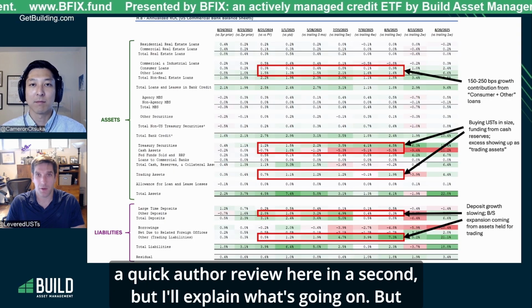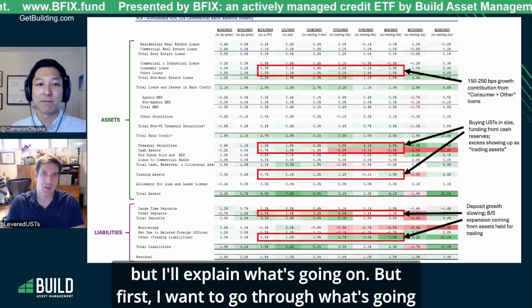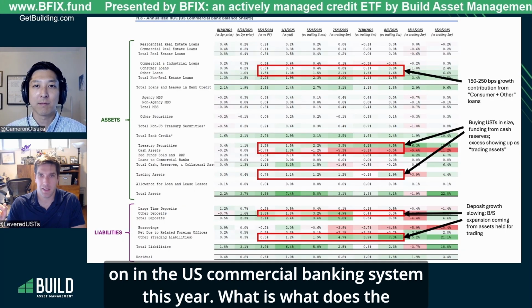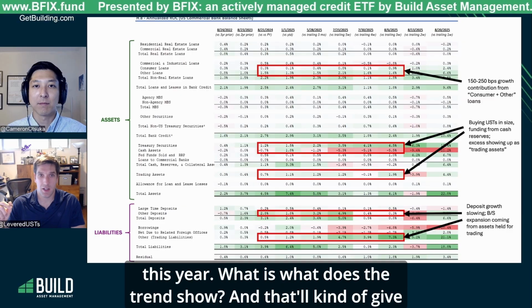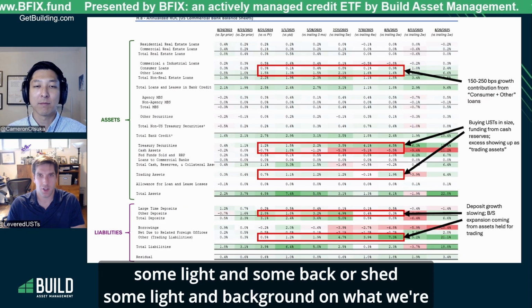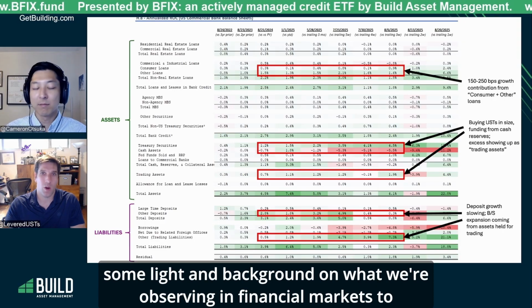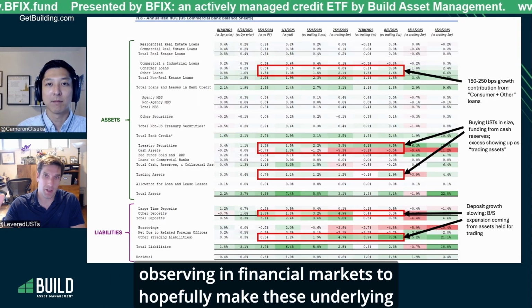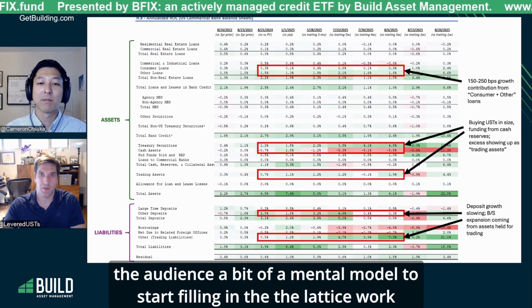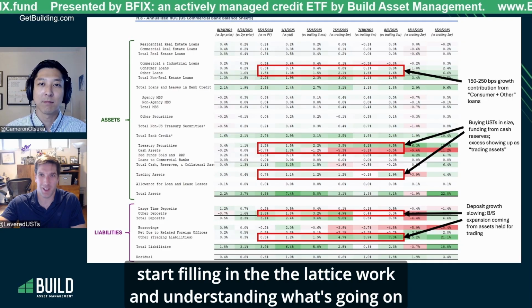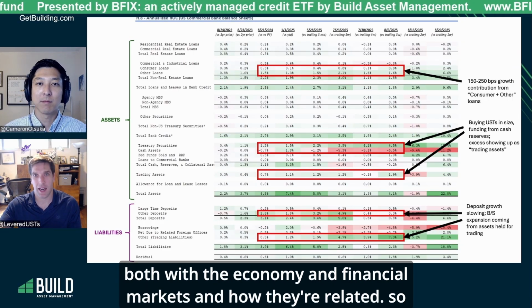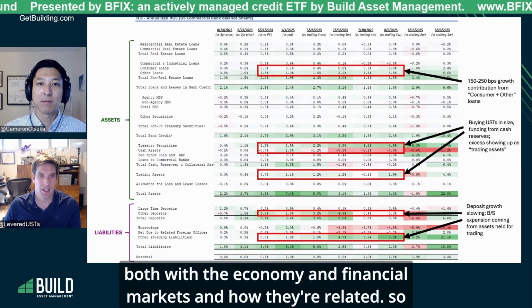I'll do a quick author review here in a second, but I'll explain what's going on. But first, I want to go through what's going on in the US commercial banking system this year. What does the trend show? That'll shed some light and background on what we're observing in financial markets, to hopefully make these underlying trends make more sense. So give the audience a bit of a mental model to start filling in the latticework and understanding what's going on, both with the economy and financial markets and how they're related.